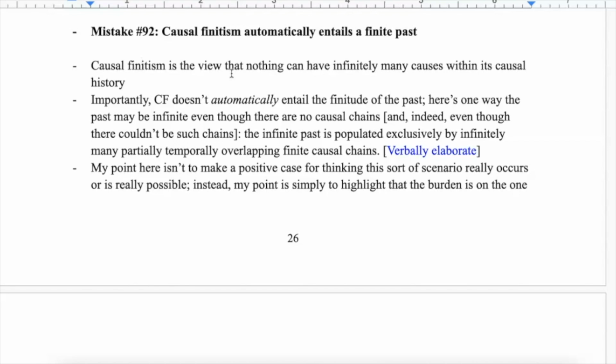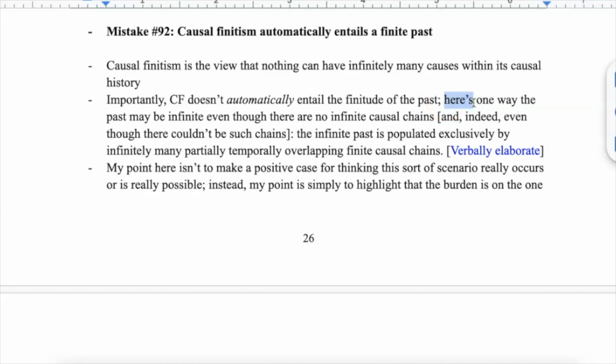Right, so here's at least one conceptually possible way in which the past may be infinite, even though there are no infinite causal chains, and indeed even though there couldn't be such chains if we're assuming causal finitism. Just suppose that the infinite past is populated exclusively by infinitely many partially temporally overlapping finite causal chains. Imagine that each causal chain is only like 10 seconds long and has only 10 members, each of which lasts for 1 second. But it's just that you have these temporally overlapping one another.